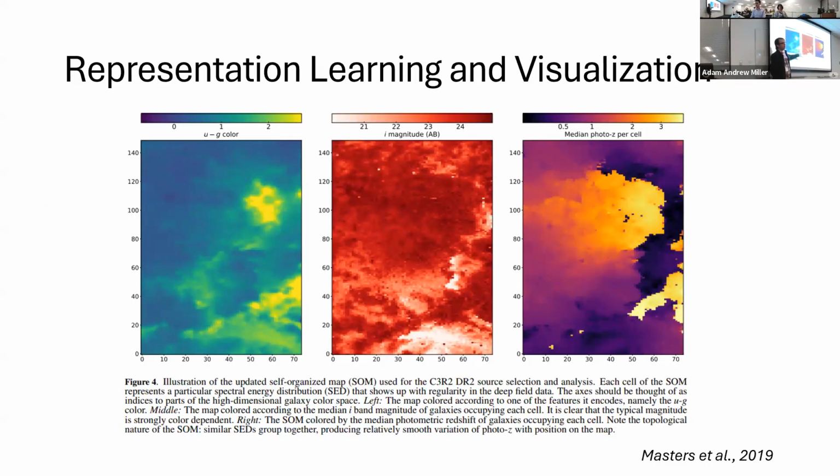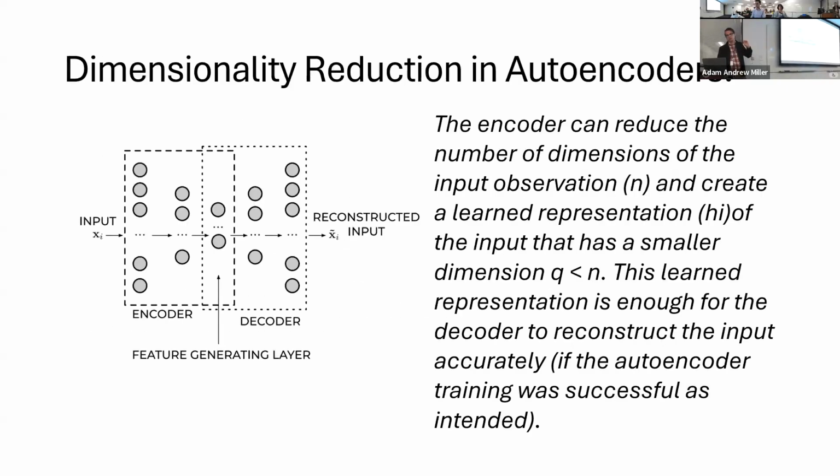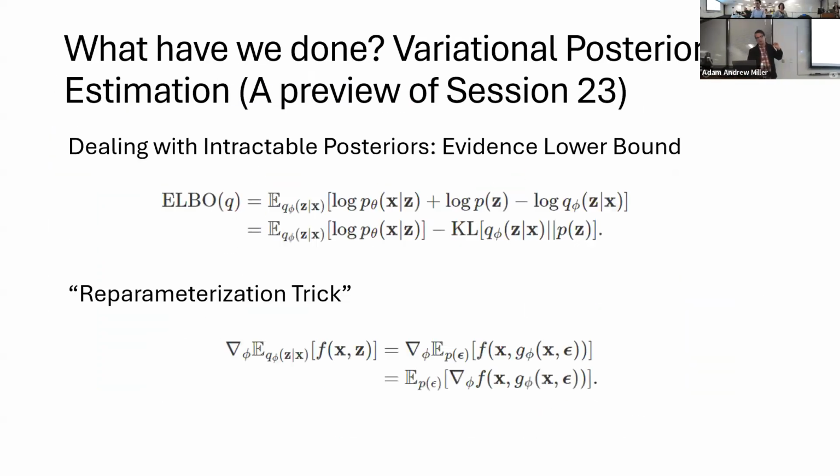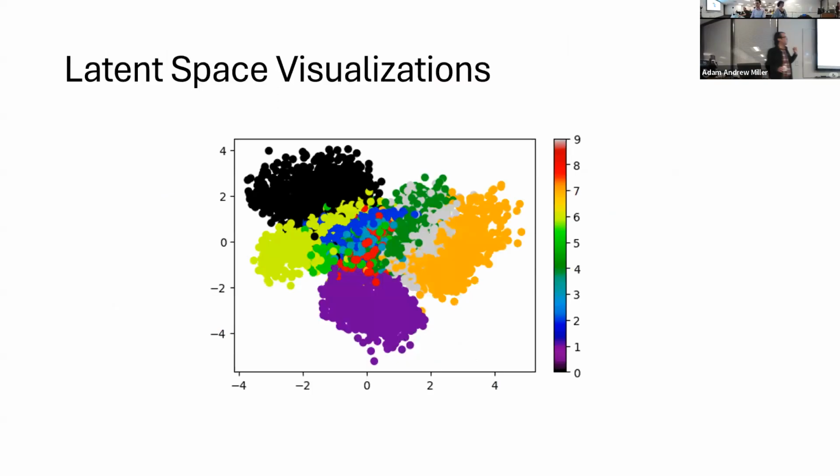So in a self-organizing map, which is just another way of learning a latent space, these axes, the numbers, don't mean anything, they're just indexes. But every point in this latent space is some linear combination of features in the original data set. So that's the same thing here. Each point here is basically a combination of features in the original data set.